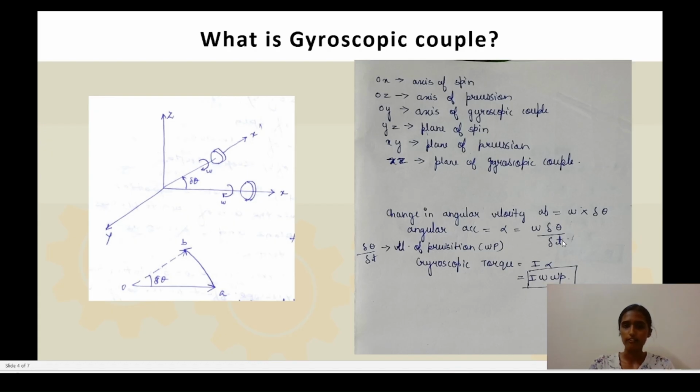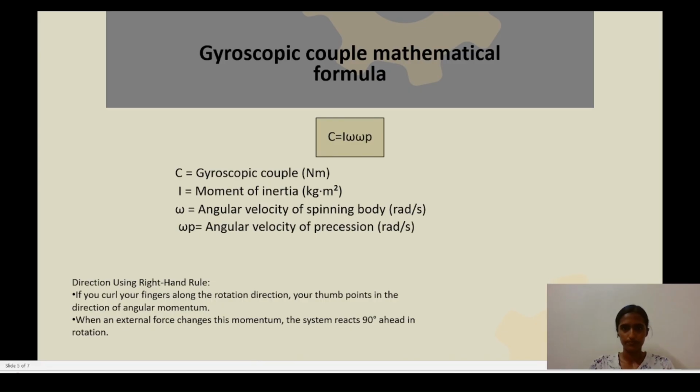And usually del phi by del t, the angular velocity of the axis of spin, is also called the velocity of precession and is denoted by omega p. So the angular acceleration becomes omega into omega p. And the torque which is required to produce this acceleration is called the gyroscopic couple or gyroscopic torque. And we can write it as I into angular acceleration, that is I into omega p into omega. This is the formula for gyroscopic couple.